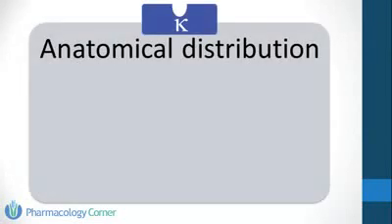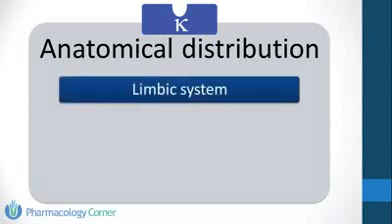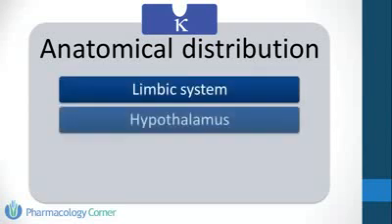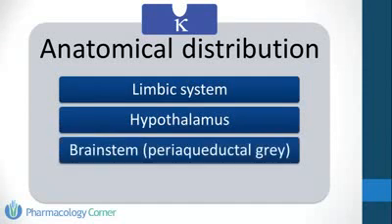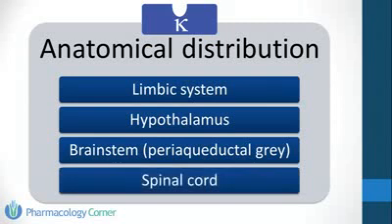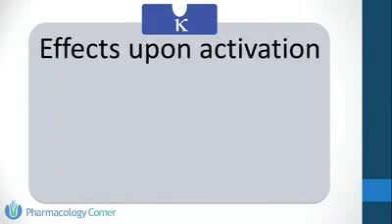So, what is the anatomical distribution of kappa receptors? They are expressed in the limbic system, in the hypothalamus, where they can influence hormone release, in the brainstem, in the periaqueductal gray, where they can exert analgesic effects upon activation, in the spinal cord, where they modulate pain pathways.